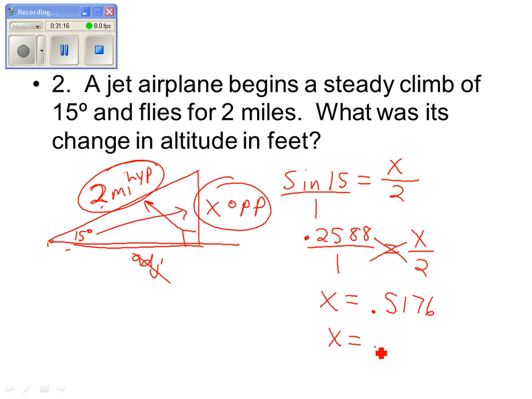So the altitude is about 0.51 miles. If you wanted to change that to feet so it made more sense, remember that there's 5,280 feet in a mile. So you just take that 0.51 times 5,280. And it's saying that they're about 2,693 feet off the ground.